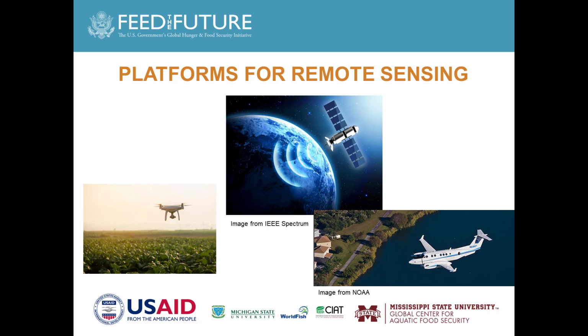And then lastly, the third common platform for remote sensing are planes. Sometimes these can also be helicopters. But before satellites, we used planes to collect most of our aerial images. And so if you look back far enough at some historical images, you will see that they were collected by planes and not satellites. And this is still done for certain projects today.